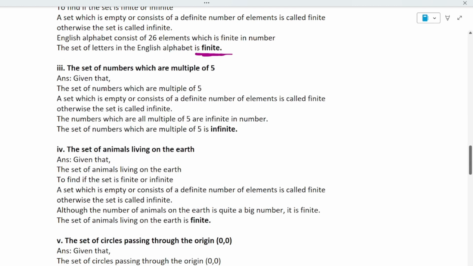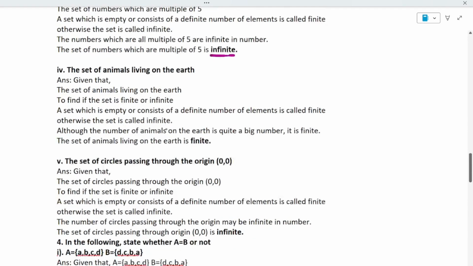Now let's see the third question: the set of numbers which are multiples of 5. They have mentioned only multiples of 5, that is 5, 10, 15, 20, etc. It goes up to infinity, as they have not mentioned an end. If they had mentioned less than 100, or less than or equal to 100, you would have taken it as finite. Here we will take it as infinite because they have not mentioned what the end is.